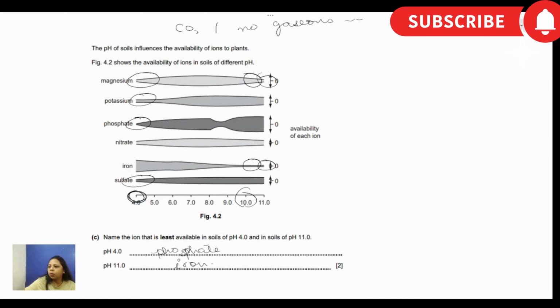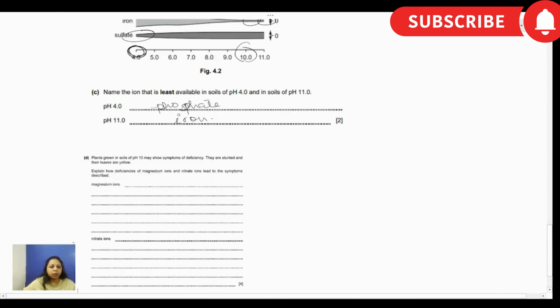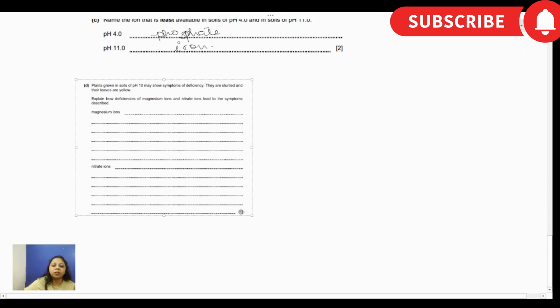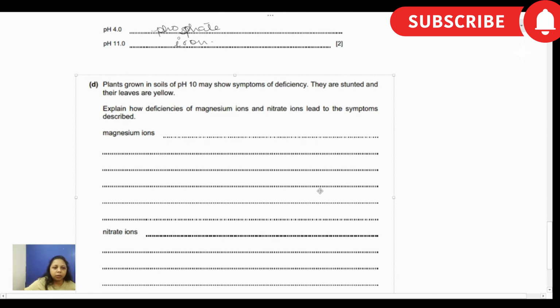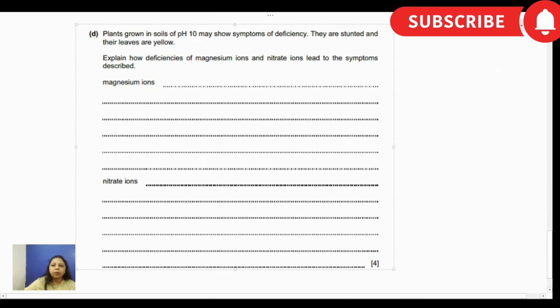Magnesium would cause chlorosis, if there is less of it. Then you need to explain chlorosis. What is the meaning of chlorosis? Basically the chlorophyll isn't green anymore, the pigment is lost, and the plant becomes sort of yellow, like the leaves. The plant becomes yellow because of the unavailability of chlorophyll.